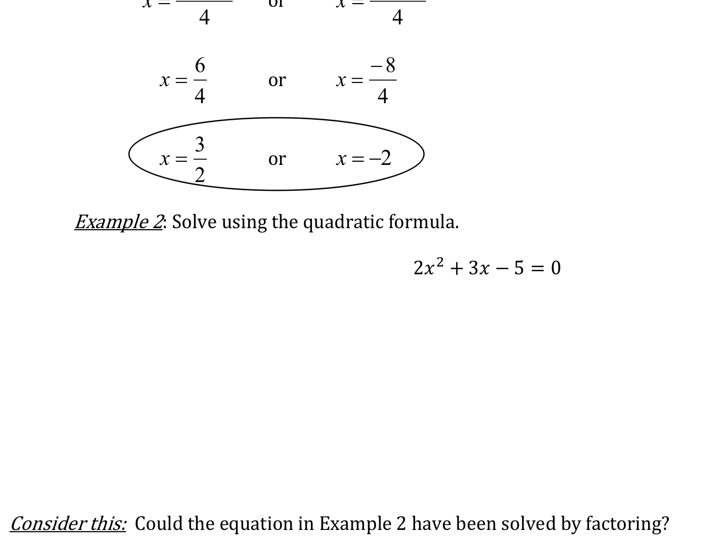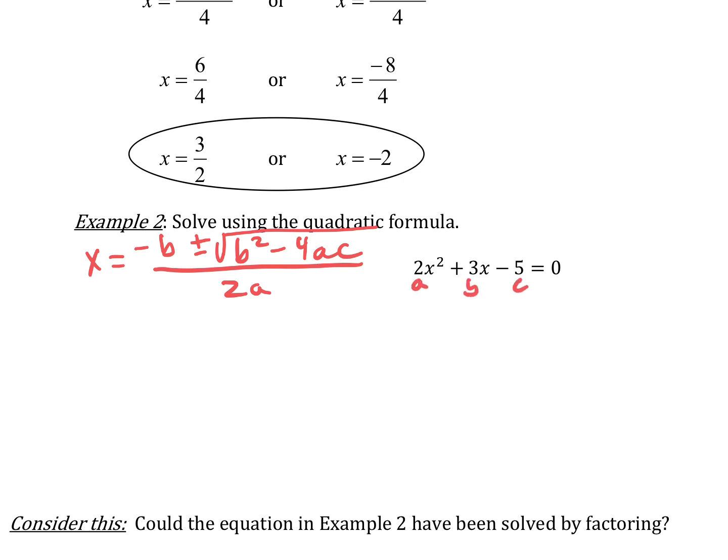Here we have an equation. It's already in standard form. So we take our quadratic formula, x equals negative b plus or minus square root b squared minus 4ac all over 2a. And we've got our a, our b, and our c. C is negative 5, all right? So let's plug that in.